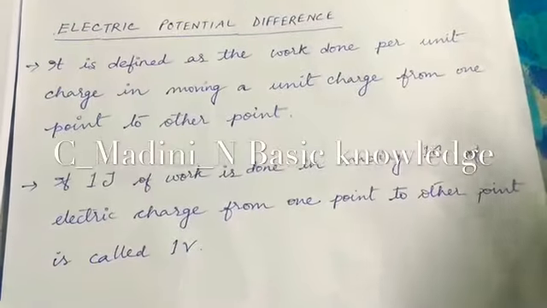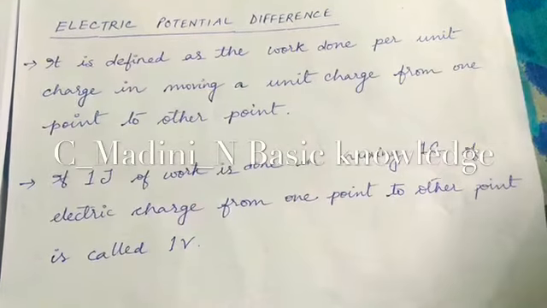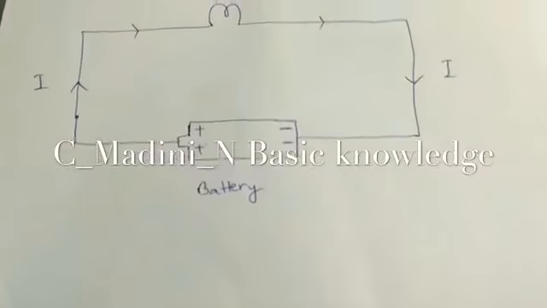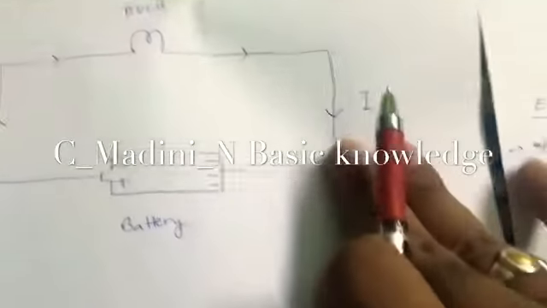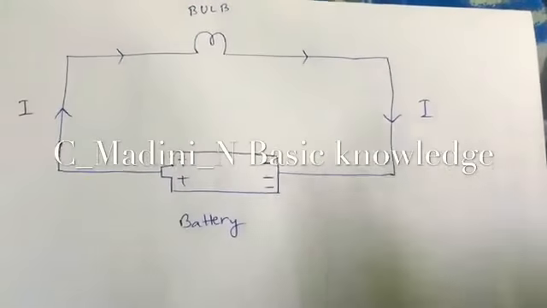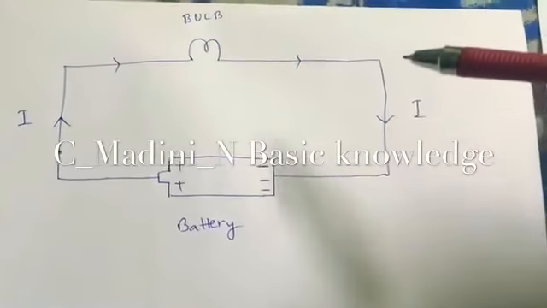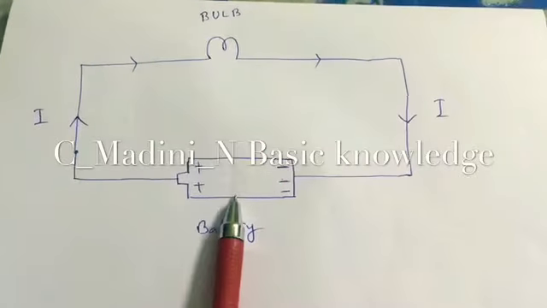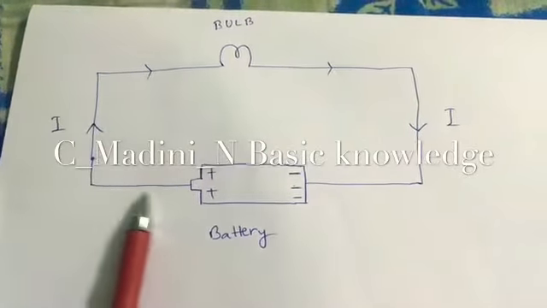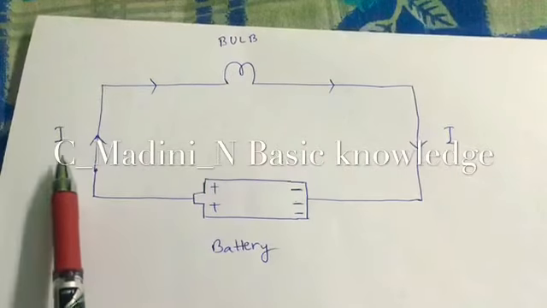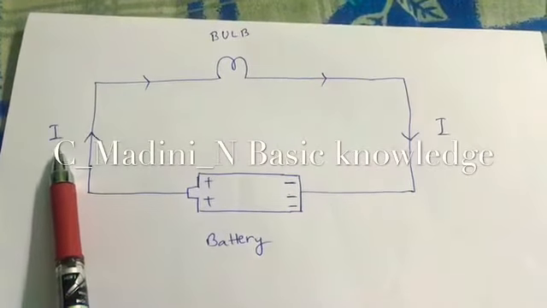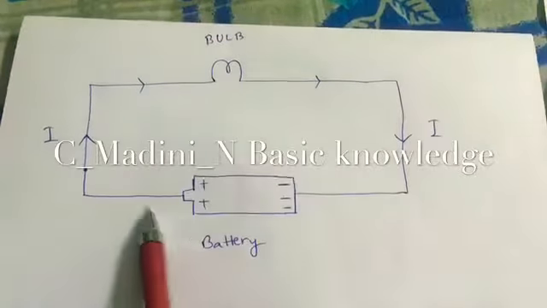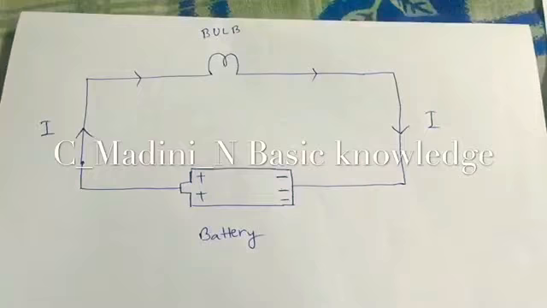Actually, what is the electric potential difference? Suppose I have taken a simple electric circuit. From the diagram, you can easily see that this is a battery, these are the connecting wires, this is the electric current by convention, and this is the bulb. This is one closed circuit.